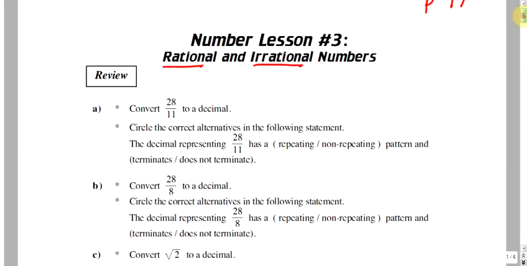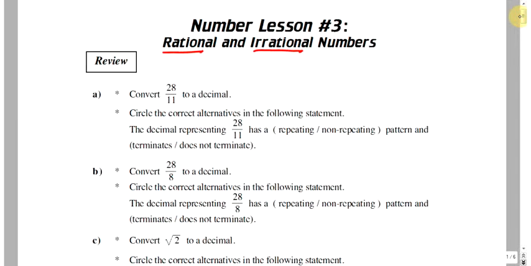Convert that to a decimal. Don't laugh. Some of us don't know how to do this. Do you have a calculator? Then you put it in. That's how you do it. Okay? 28 divided by 11. That's what it says.